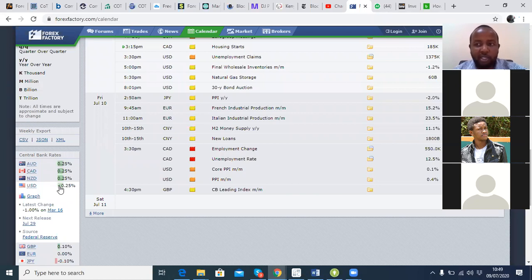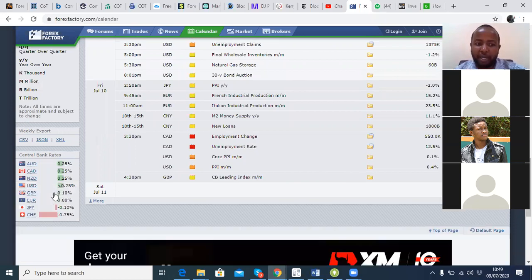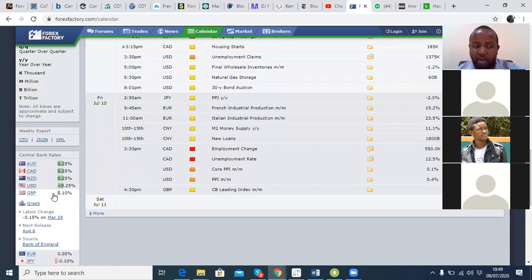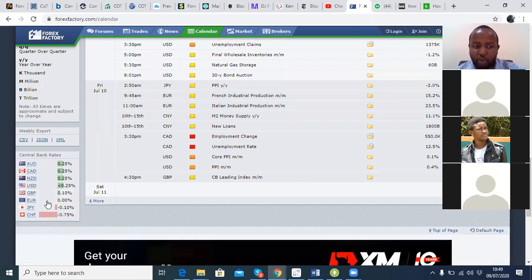This also encourages businesses, because now they can borrow more and produce more, because technically the interest rates are very low. They cut these interest rates because there was a big economic fallout because of the pandemic. The pound also, they cut, I think minus 0.1%. The only one that remained the same was the euro.